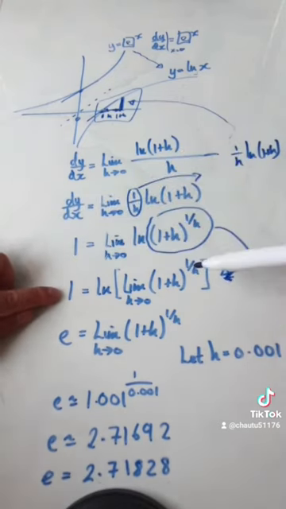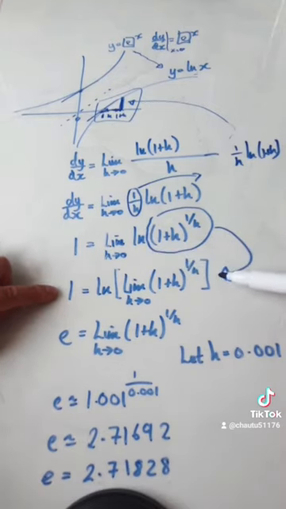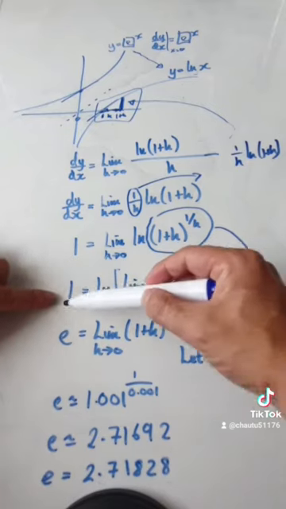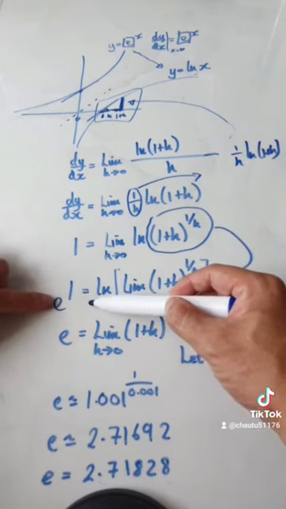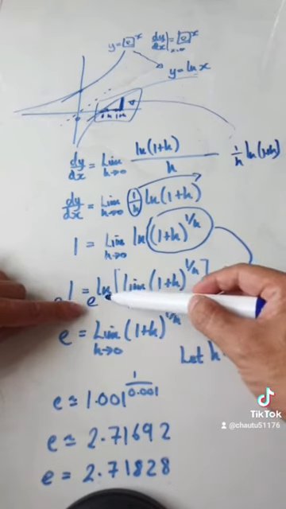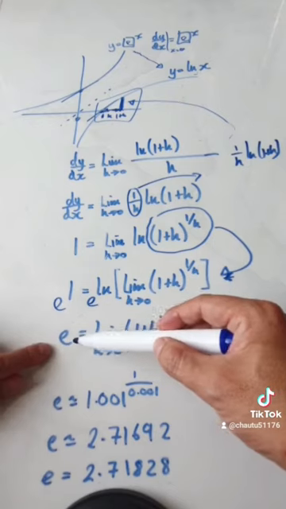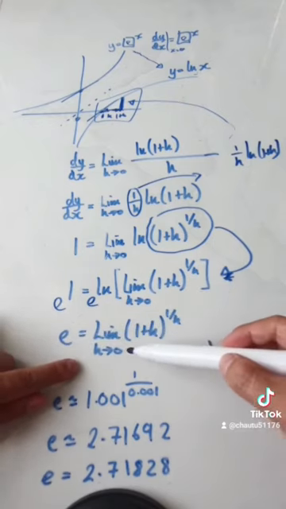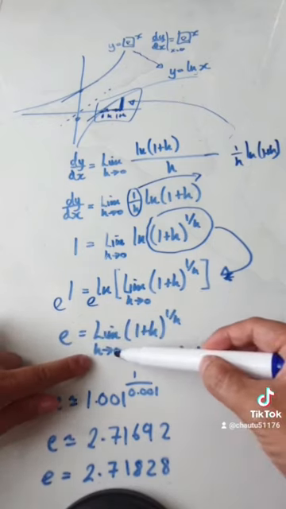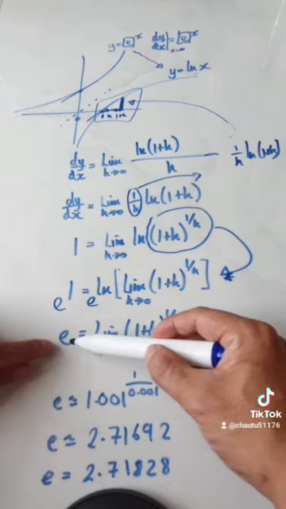So now, to discover the number e, from here, what you do is you exponentiate both sides with base e. So when you e on this side and e on this side, e to the power of 1 is e. And these two, they cancel each other out, leaving you with what's in the brackets here. So if you want to find the number e, what you do is you put a small number into the h, because h tends to 0. So the smaller you make h, the more accurate e becomes.